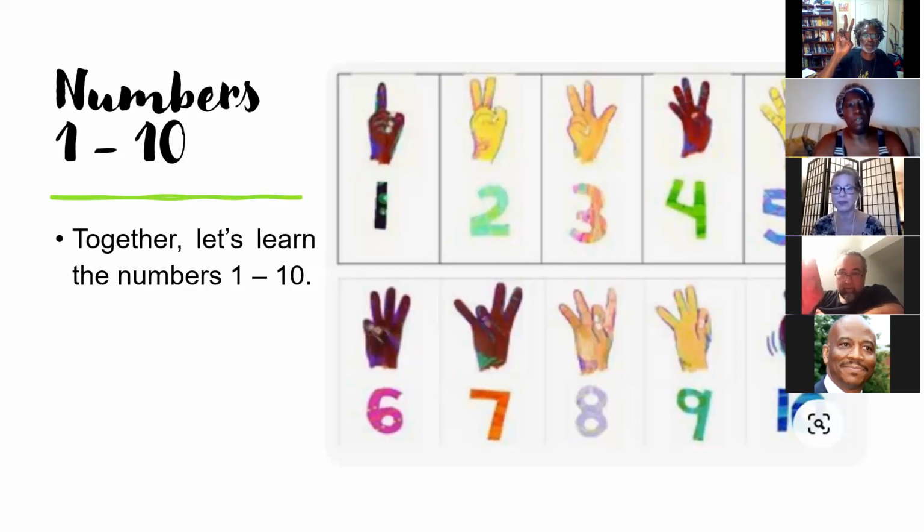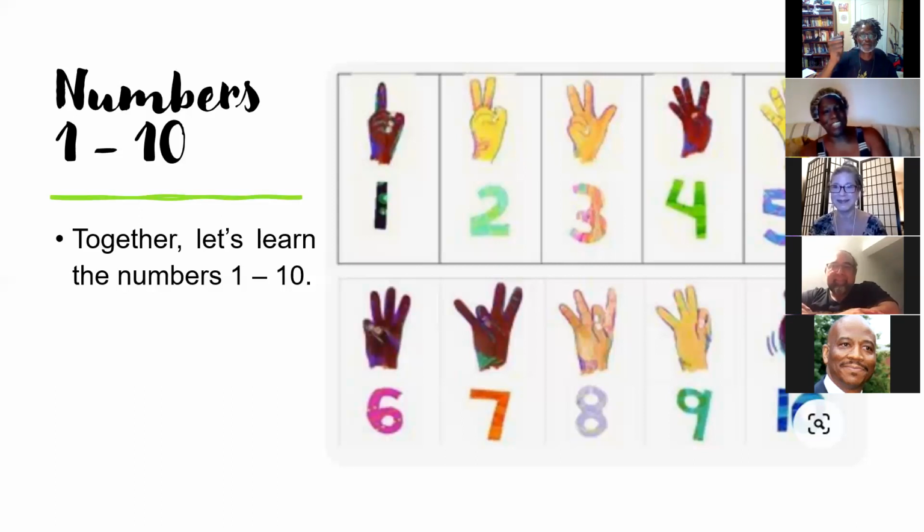And now that you know numbers, you can tell time in A.S.L., and you didn't even learn that. You didn't even learn how to tell time in A.S.L., but now you know how, because you know your numbers, and that's all telling time is in A.S.L. It's all numbers. That's the easiest part of A.S.L.